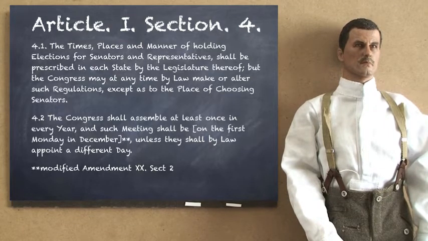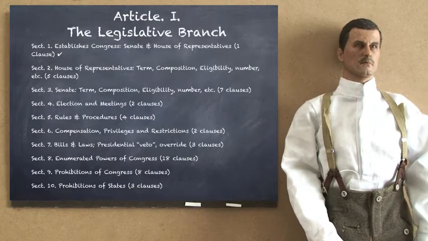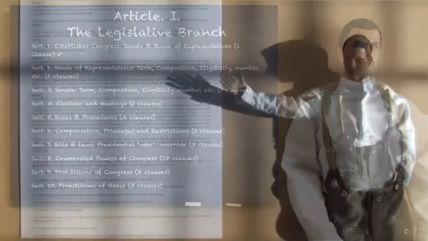Okay, let's jump back here. So Section 4 is all done. So I could actually check that off if I wanted to. Let's look at Section 5, which is Rules and Procedures. And remember, I go over here to the second page in this particular copy of the Constitution. Looks like there are 1, 2, 3, 4 clauses there. So that's what they labeled them.